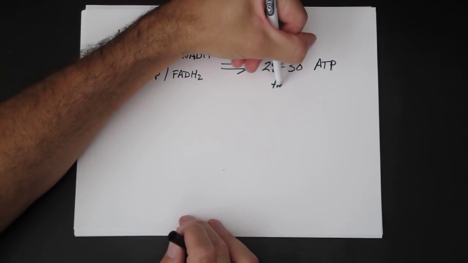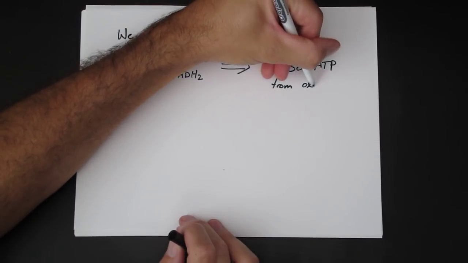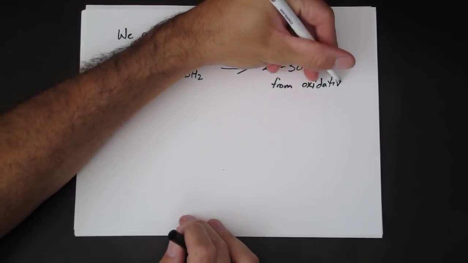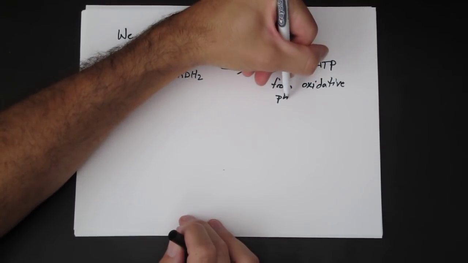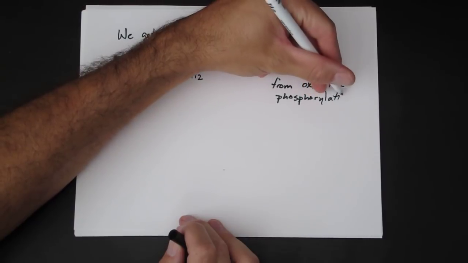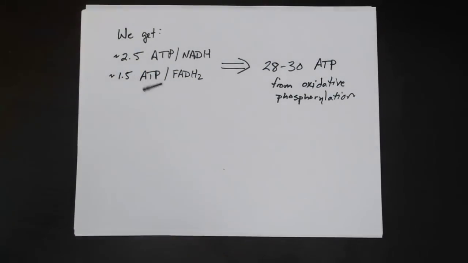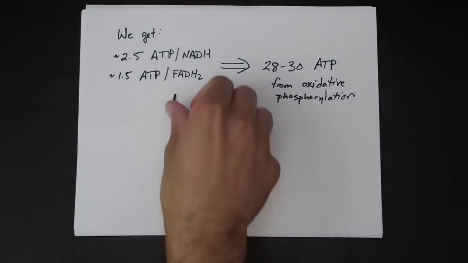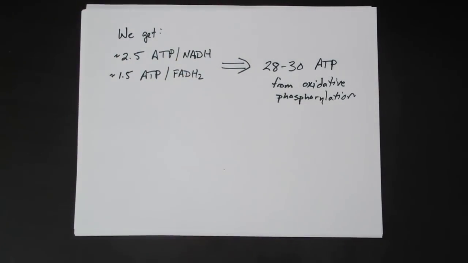from oxidative phosphorylation. Add this to the substrate level ATP that we got from our different processes, and we end up with our total yield per glucose molecule. All right? So that takes us through this process of ATP synthesis.